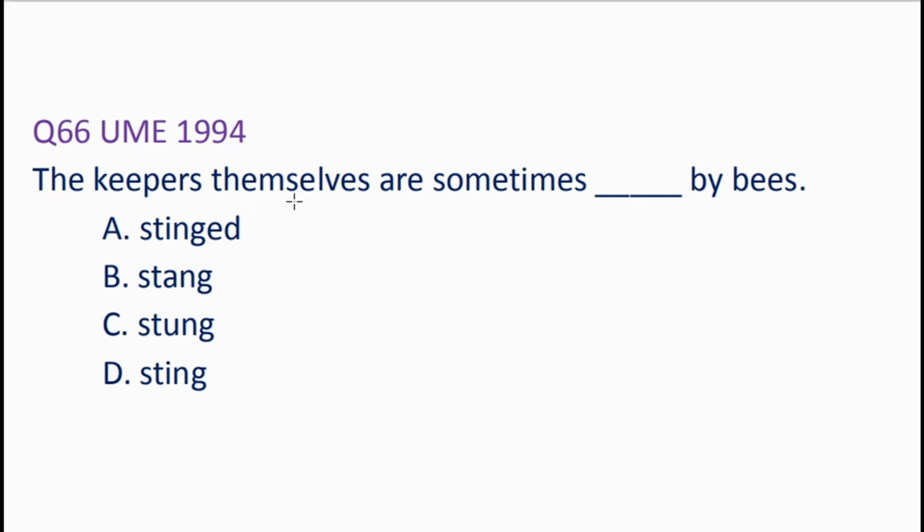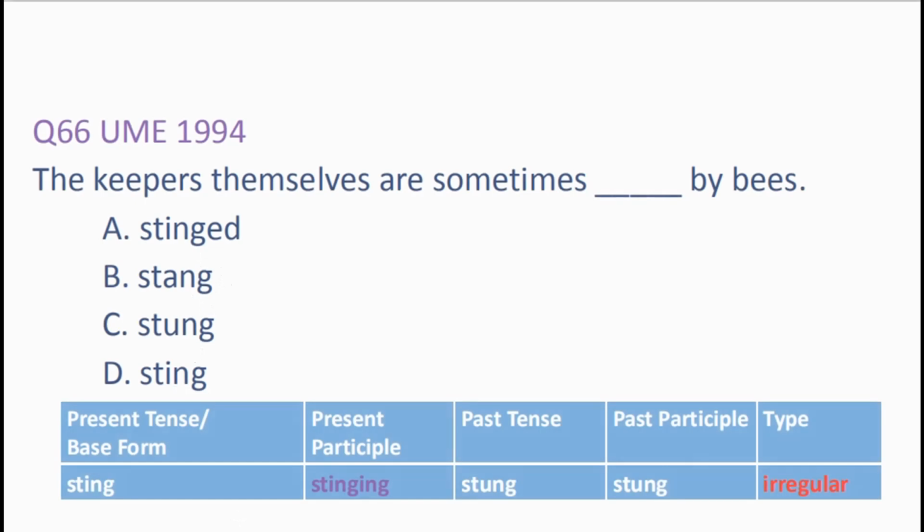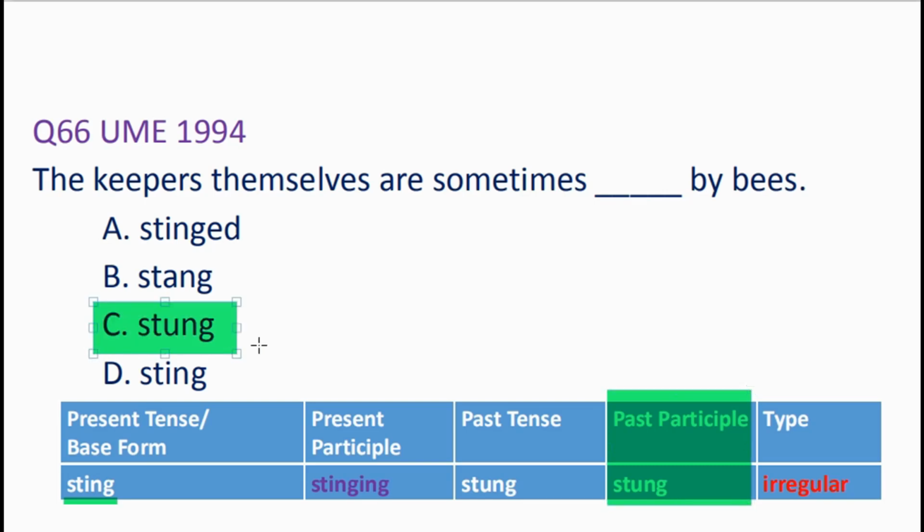The next one is question 66, UME 1994. The keepers themselves are sometimes stung by bees. Stinged, stung, stung, sting. In this case, we are looking for the past participle of sting, because after the verb be, which is are in this case, the verb that is going to follow is going to be in the past participle. So from the table, what is the past participle of sting? It is stung, S-T-U-N-G. That means option C is our correct option. The keepers themselves are sometimes stung by bees.